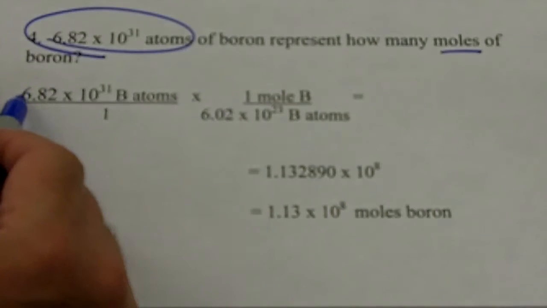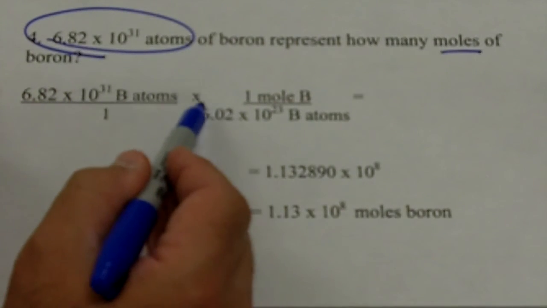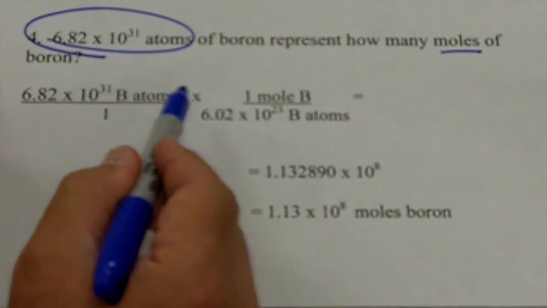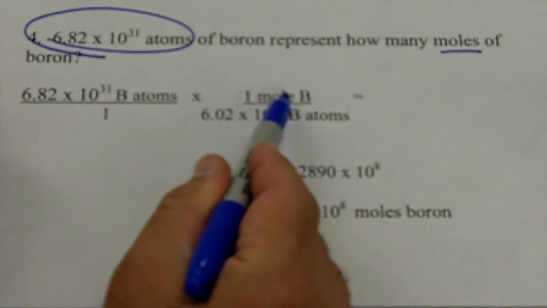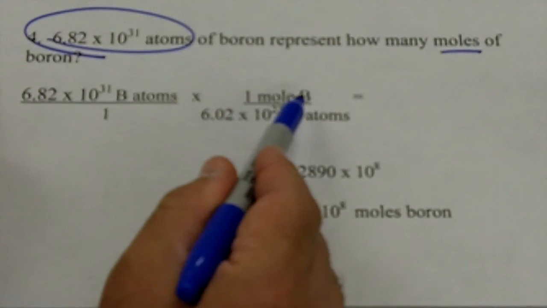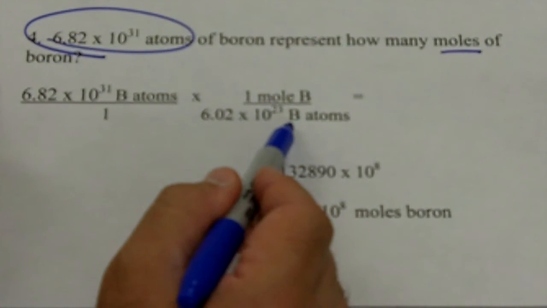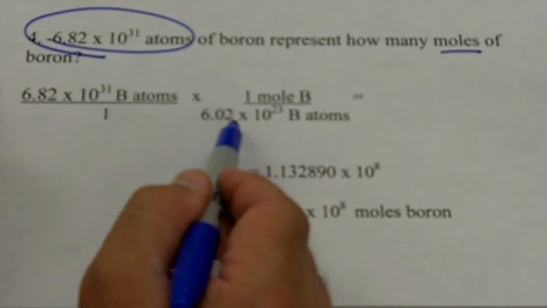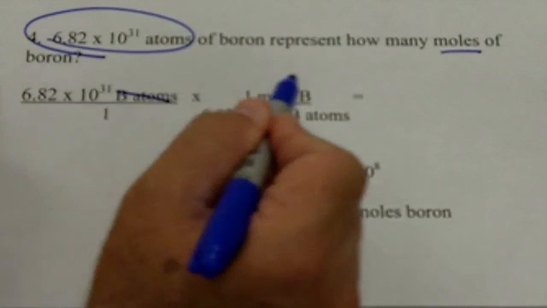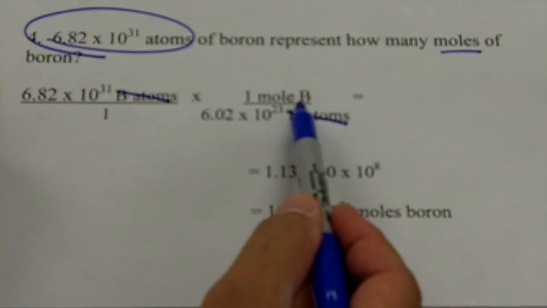So I put what I know, 6.82 times 10 to the 31st boron atoms divided by 1 times whatever unit is there goes there. Whatever unit I want goes there. I'm looking for moles, so just put moles of boron, okay? 1 mole of boron, how many atoms of boron are there in 1 mole of boron? Well, it's Avogadro's number. It's 6.02 times 10 to the 23rd boron atoms. Boron atoms and boron atoms will cancel, and I'm left with moles of boron, which is what I want.